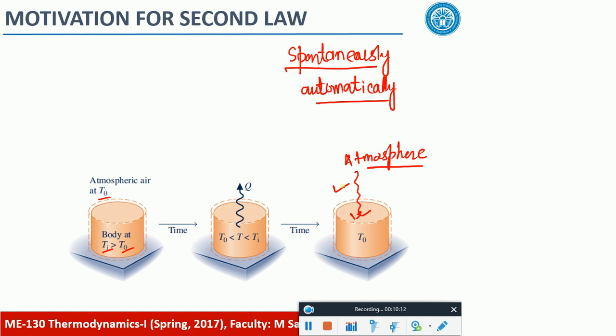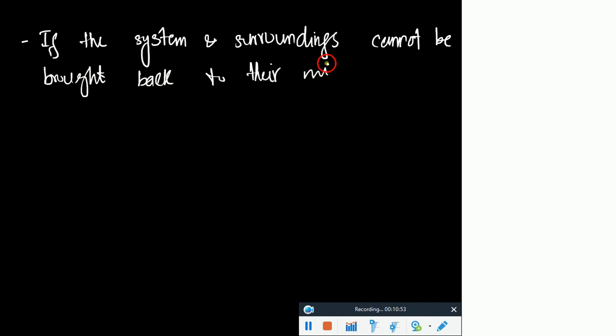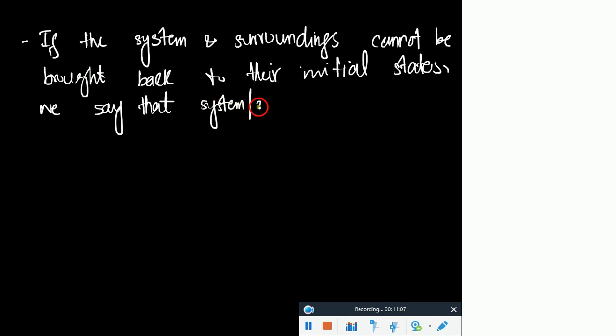So there is a technical definition of irreversibility. If you cannot bring the system and the surroundings back to their initial state, it means you are dealing with irreversible processes. Okay, let me write it down. If the system and surroundings, I am not talking about the system only, I am talking about system and surroundings, cannot be brought back to their initial states, we say that the system and surroundings undergo an irreversible process.